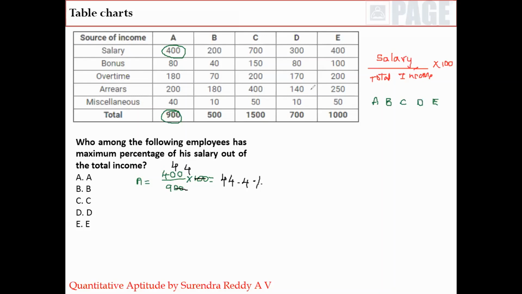It is 440. Yeah, 400 by 9. So can you do the balance part or do you want me to discuss it?